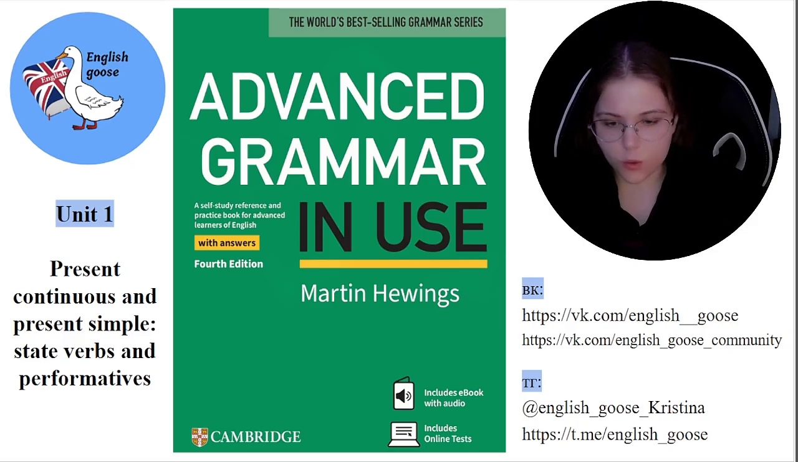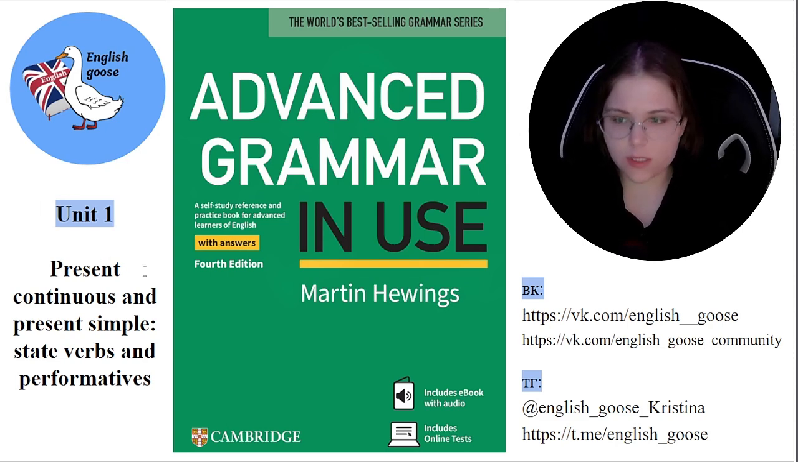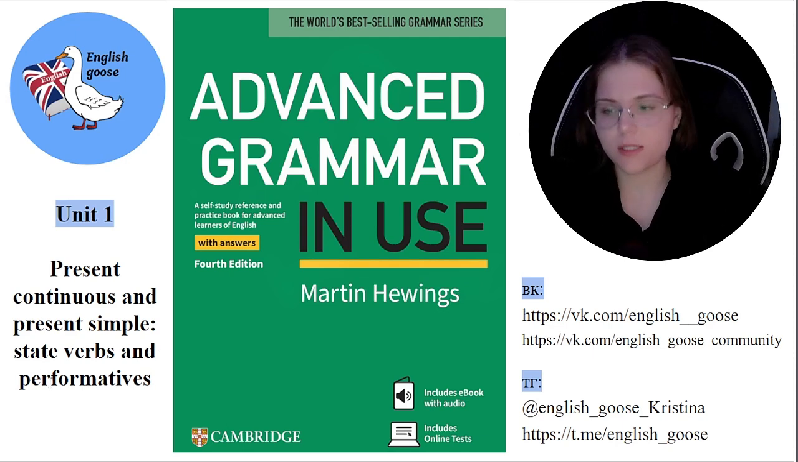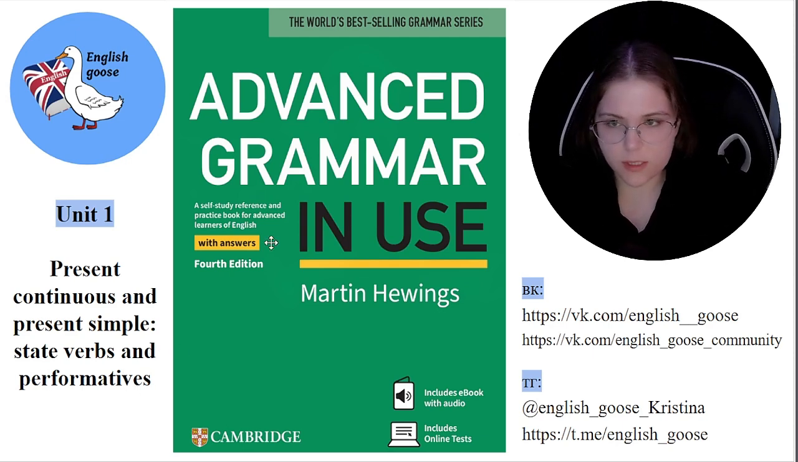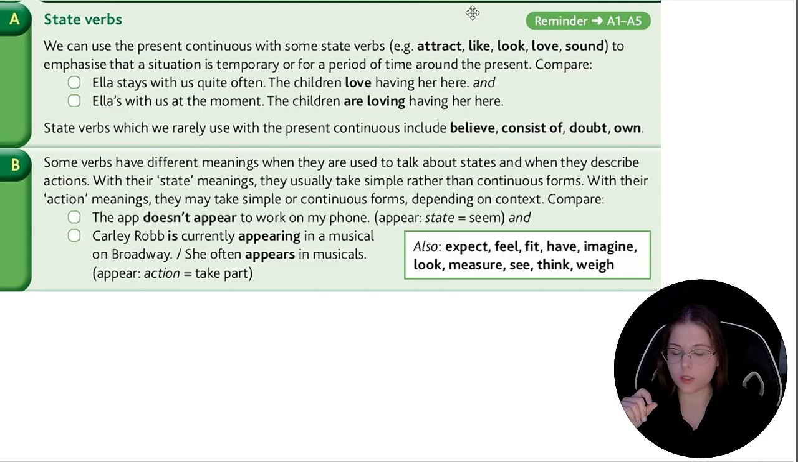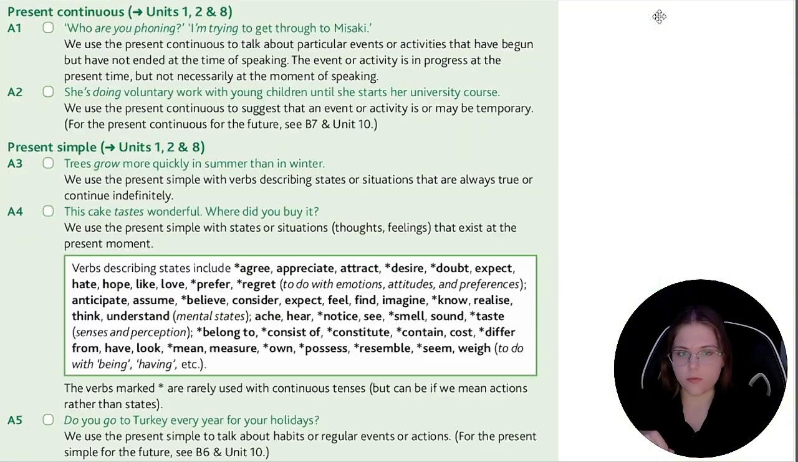In today's lesson, we'll discuss the new book. It will be the first unit: present continuous, present simple, state verbs and performatives. Advanced Grammar in Use, and I think we can start now. To begin with, let's discuss the reminder block A1, A5 from the end of the book, to make sure that we do remember when we use present continuous and present simple.